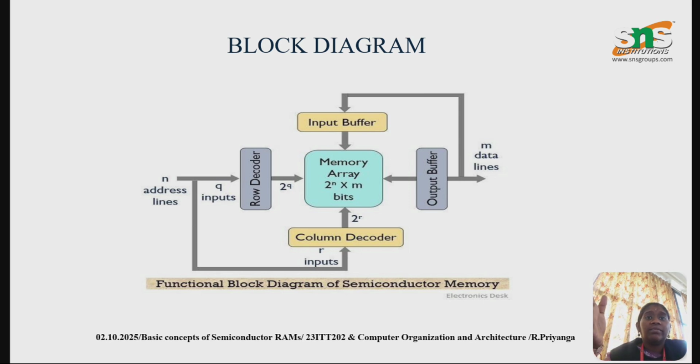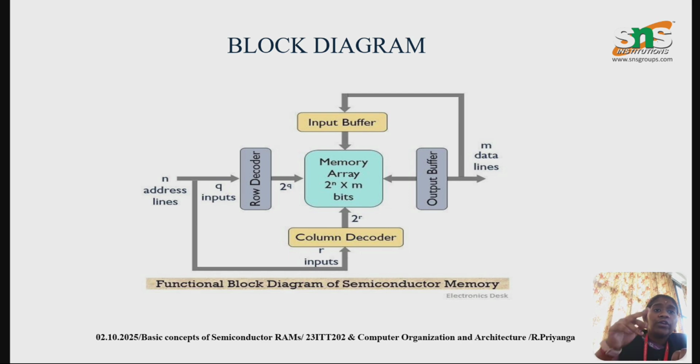The column decoder takes the r inputs from the address and activates one of the 2^r columns in the memory array. It selects the vertical column of the data. Okay, then what is a memory array? The heart of the memory. It contains 2^n storage locations, each storing m bits, where m is equal to the word length. For example, one word is equal to 8 bits, 16 bits, etc. The selected row and column combination uniquely identifies one memory cell.